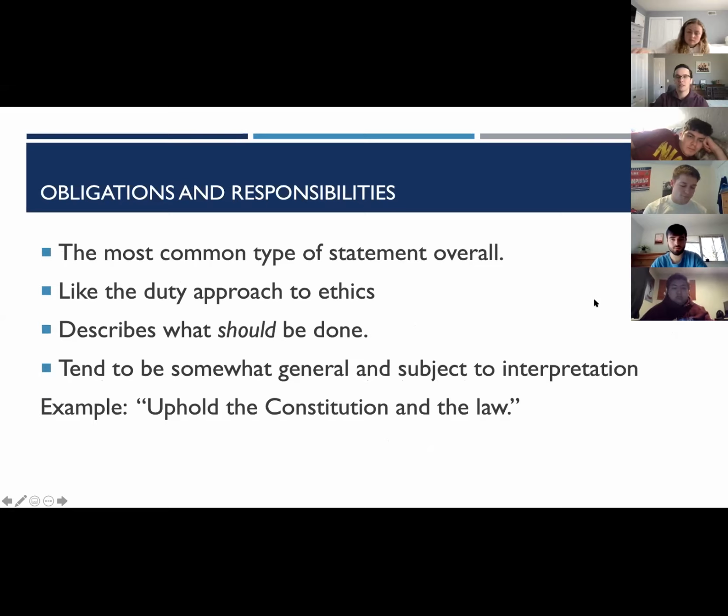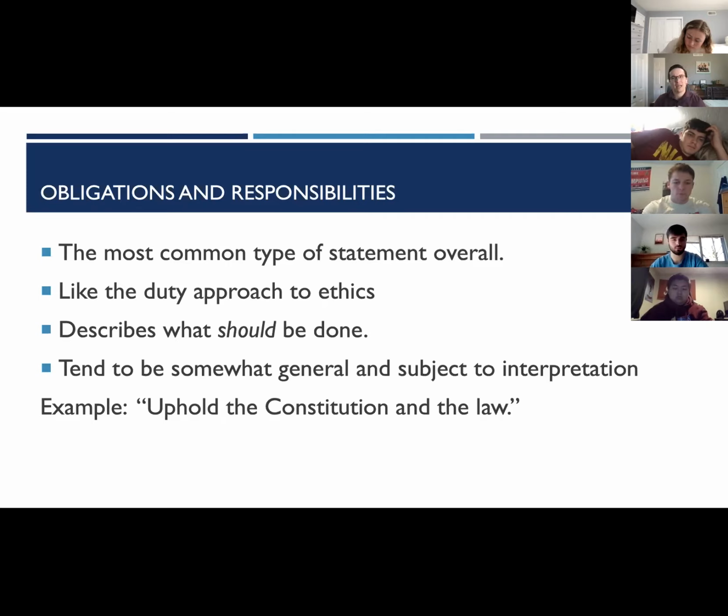Okay, obligations and responsibilities. If you'll remember back, what does this sound like? Which approach to ethics? The duty approach, right? We've been talking about the duty approach time and time again. And surprise, surprise, guess which one was the most common statement overall in codes of ethics? Duties, right? So duty continues to tend to be the top approach for how to handle ethical behavior in public organizations, especially. But these duty and obligation statements are the opposite. Instead of saying what you shouldn't do, these say what should be done.